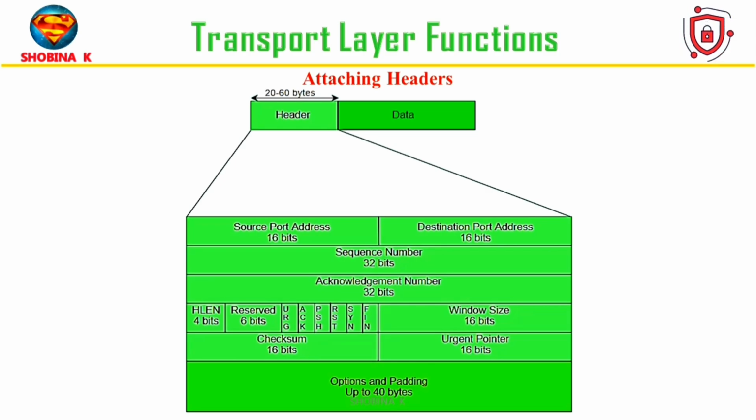Window size controls how much data can be sent before needing an acknowledgement. Checksum checks for data errors during transfer. Urgent pointer marks urgent data that should be prioritized. Options are extra settings if needed, like timing or segment size. So these components help the transport layer to manage data transfer, reliability, and order.